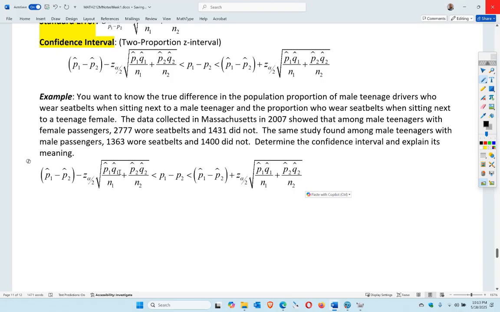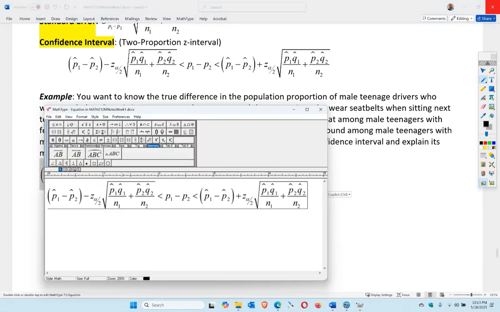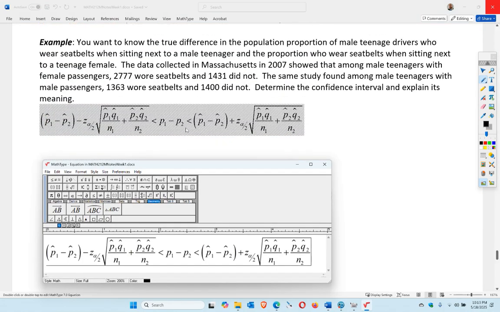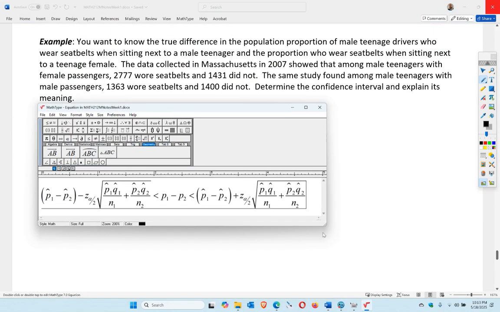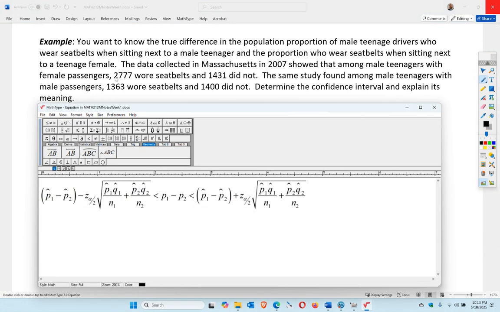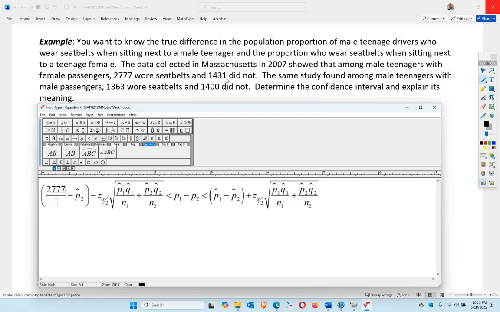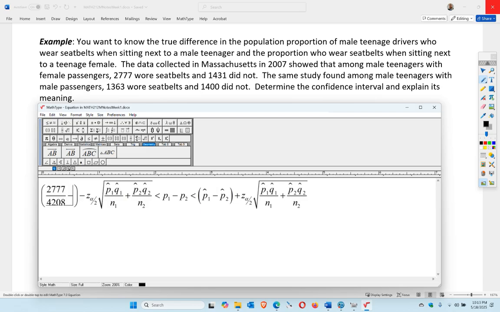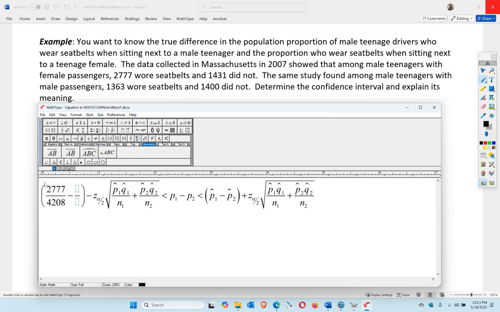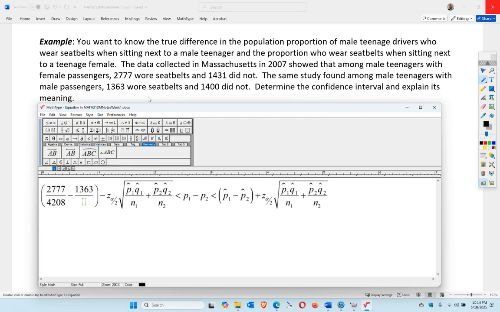Okay, so what do we have here? 1277, let me think about the math here. Let me scroll down. Okay, so 1277 out of 1433, so I did a little bit of math here, this might be wrong, but we'll figure it out. So 1277, if I add 1431, that gives me 4208. Okay, and then the second population, 1363, and I add 1400 to it, so that would be 2763. Alright, which way gives me positive?